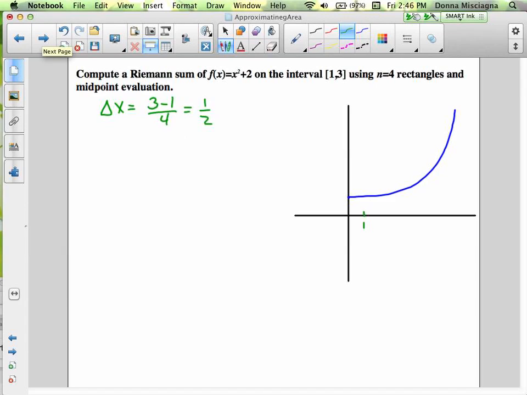So the widths of these are going to be a half. So I'm going to count by a half here, and then we'll find our midpoint values. So 1, 1 1/2, 2, 5/2... not 1 1/2, 3/2. Halfway between 1 and 2 is 3/2. 3/2, 2, 5/2, and 3.